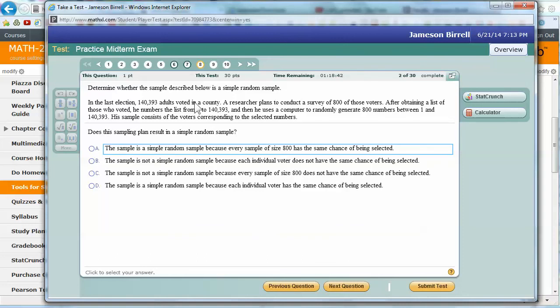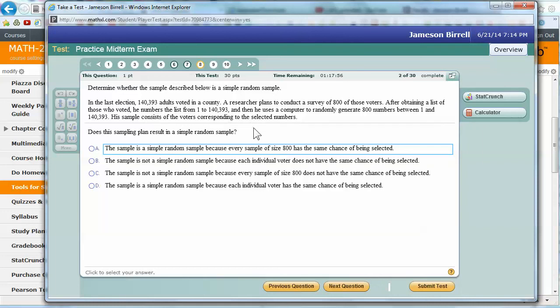Alright, and I am going to say that this does result in a simple random sample, because it's essentially the hat pick, which is our classic example of a simple random sample, except for instead of using an actual hat, he's simulating it with a computer. But notice that he didn't list them 1 to 140,393 and then take every 8th one until he had 800, or every kth number. He just had the computer generate 800 numbers between those two sets, and then he just took the voters associated with those numbers.